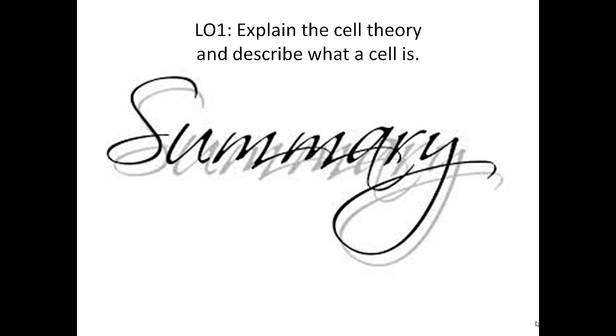I want you to know the 3 parts of the cell theory. All life is made out of 1 or more cells. Cells only arise from pre-existing cells, and the cell is the basic unit of life. I also want you to know the definition of a cell, the smallest unit that can be considered alive, and you should recognize the names Robert Hooke and Anton van Leeuwenhoek and their contributions to discovering cells.